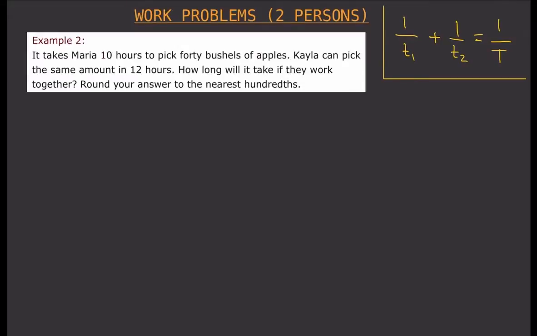Okay, let's have another example. It takes Maria 10 hours to pick 40 bushels of apples. Kayla can pick the same amount in 12 hours. How long will it take if they work together? Round your answer to the nearest hundredths.